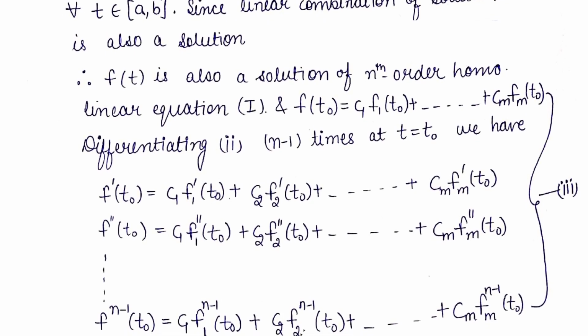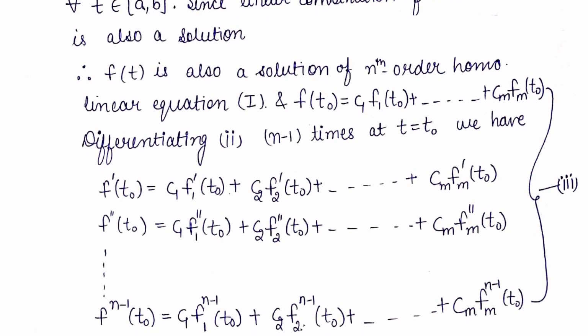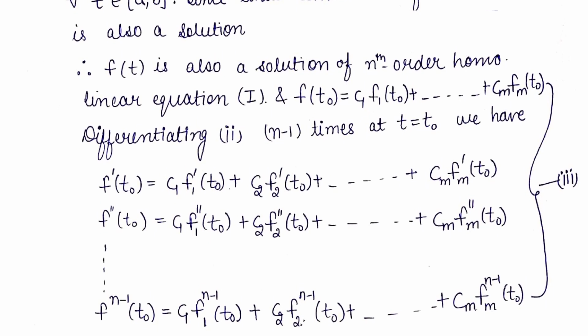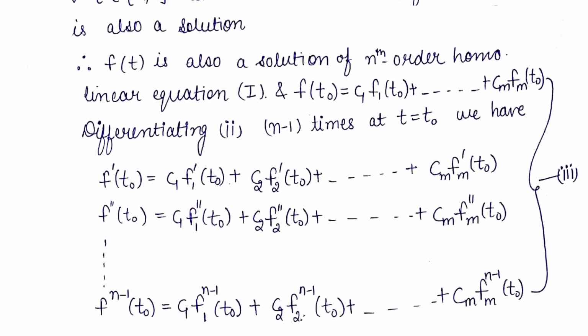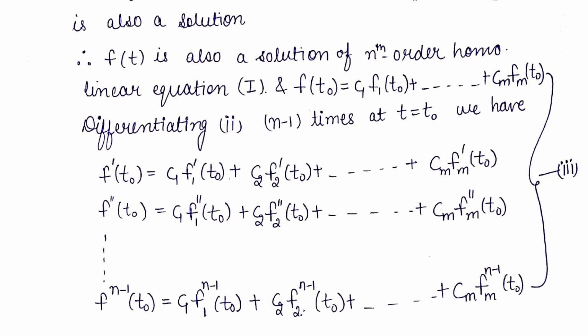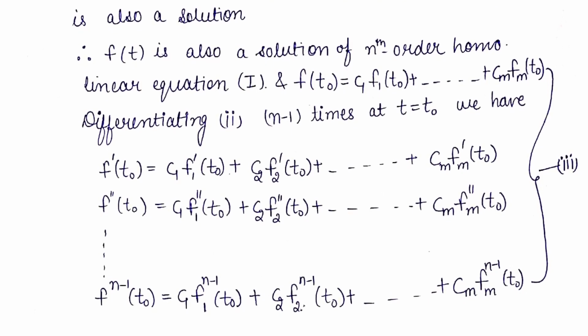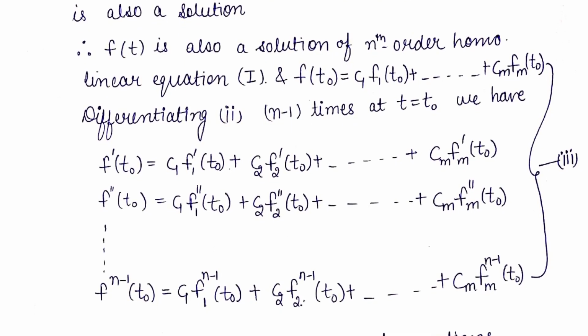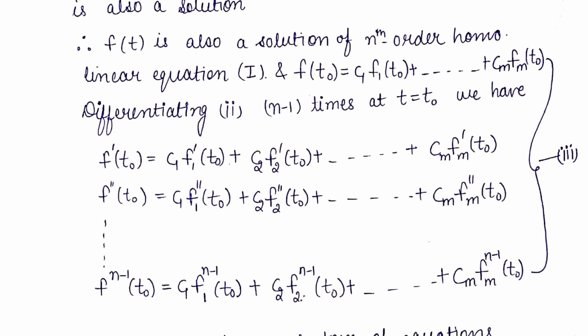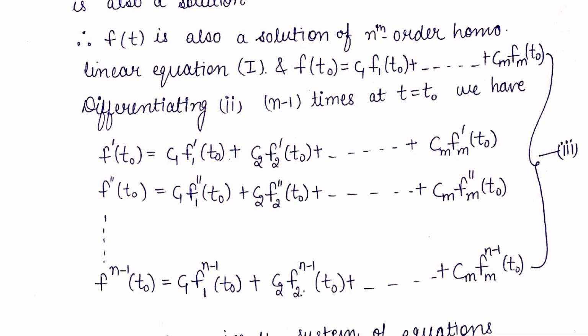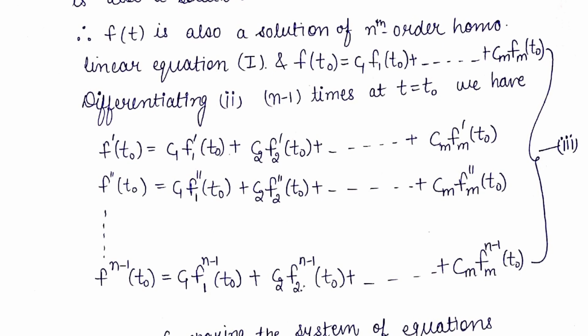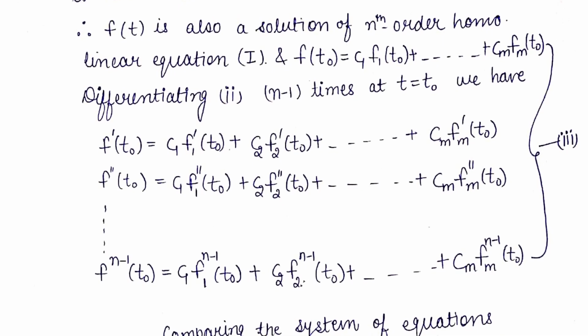First equation will be f dash t naught is equal to c1 f1 dash t naught plus c2 f2 dash t naught plus cm fm dash t naught. Similarly, if you differentiate second time, you will get f double dash t naught is equal to c1 f1 double dash t naught plus c2 f2 double dash t naught plus so on plus cm fm double dash t naught.